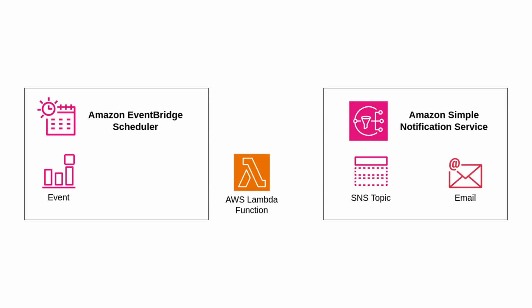Hi, in this video I am going to invoke a Lambda function using the Amazon EventBridge Scheduler. The Lambda function will send a message to the SNS topic. Finally, Simple Notification Service will send a message to the email. I'll do all actions in the AWS web interface.